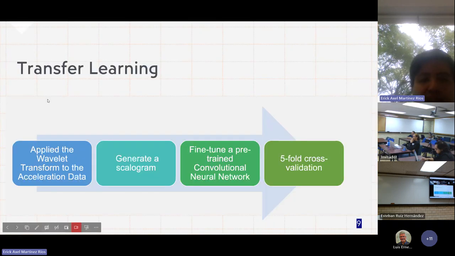Taking this into account, what WaveLessIQ did was to apply the wavelet transform to the acceleration data to generate a scalogram that serves as an input image to the neural network. With this scalogram, we fine-tune the pre-trained convolutional neural network. For this purpose, and for assessing the generalization performance of the network, we apply a five-fold cross-validation strategy.